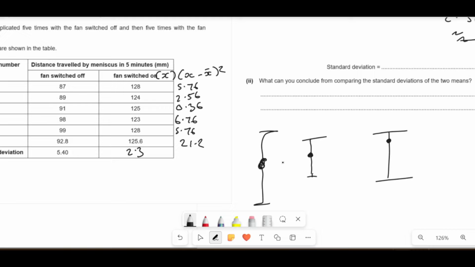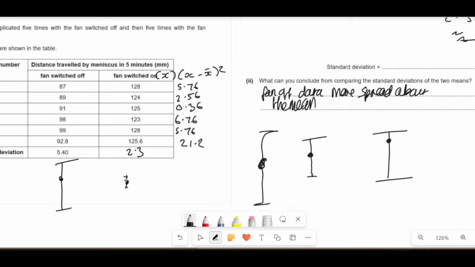So here, what could you conclude about comparing them? Well, this one's lower than that. So that means the fan off data is more spread about the mean. What I mean by that is if, for example, this is the mean there, then you've got lots of things above, lots of things below. Whereas here, that's quite less spread.